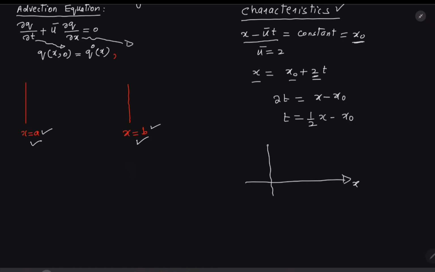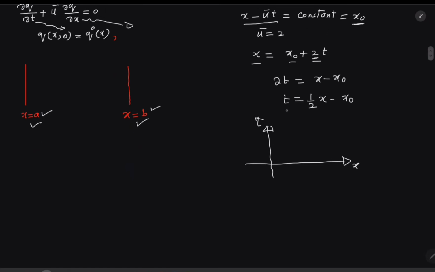Remember that to draw the characteristics, you need the xt plane. On the y-axis, we take t, and on the x-axis, we take x. If you draw this, the slope is positive, and when x naught is 0, you get the first characteristic. When x naught is some other value, then the y-intercept has some value, but we actually start from here. We cannot take it like this, right? So the characteristics are here.